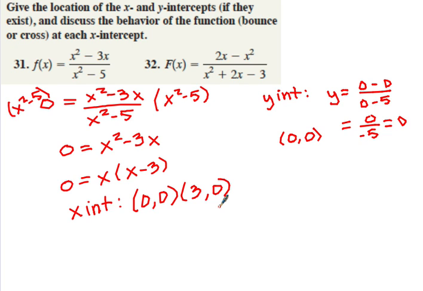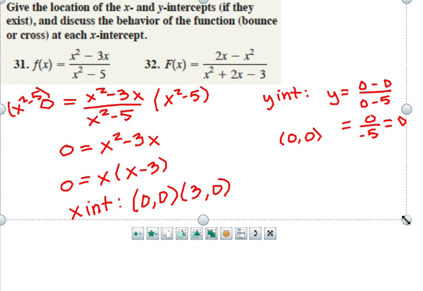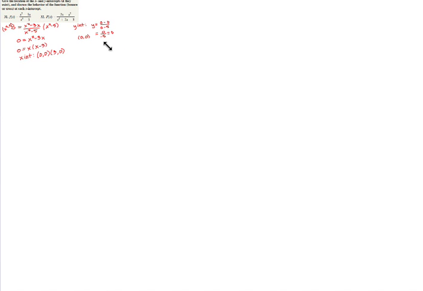So in this case, both these have multiplicity of 1. They occur once. And so we know that they're going to cut through in both those cases. If it had an even multiplicity, so if one of our factors was x minus 3 squared, then we would know that it has multiplicity of 2, so it would bounce. All right, so now we're going to take some of this and help us graph these rational functions.